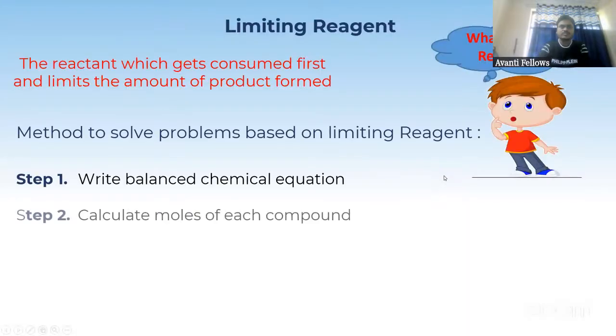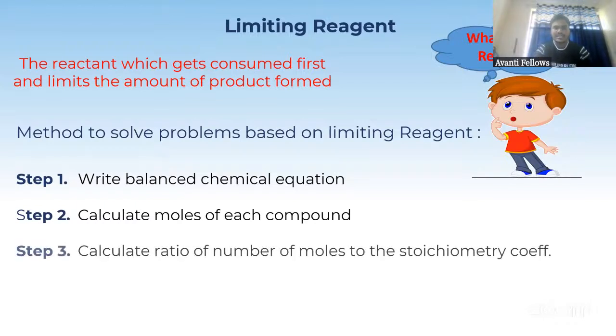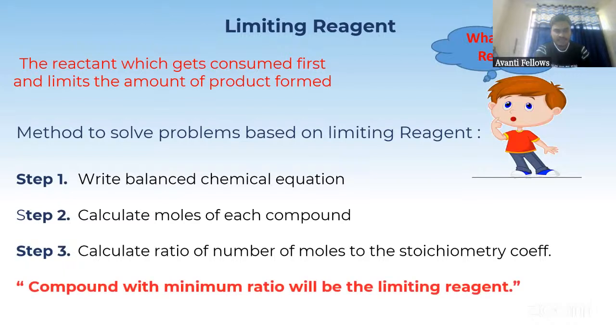Now, the first step involved in calculating the limiting reagent is to write the balanced chemical equation. In the second step, we have to calculate the moles of each compound. And in the third step, calculate the ratio of the number of moles to the stoichiometric coefficient.